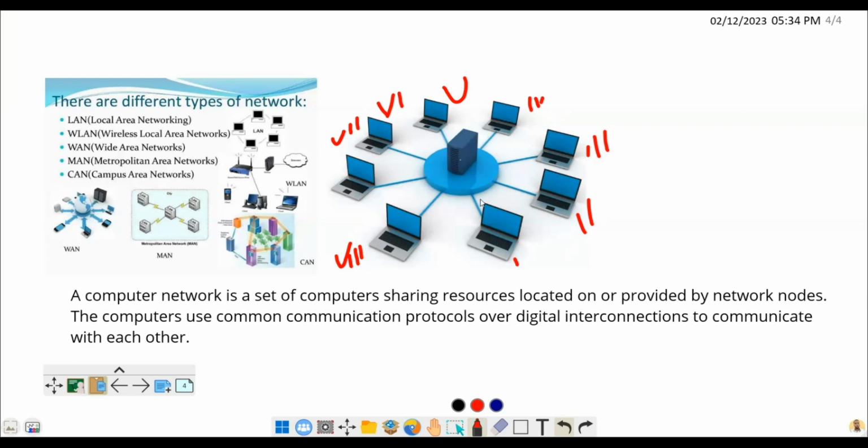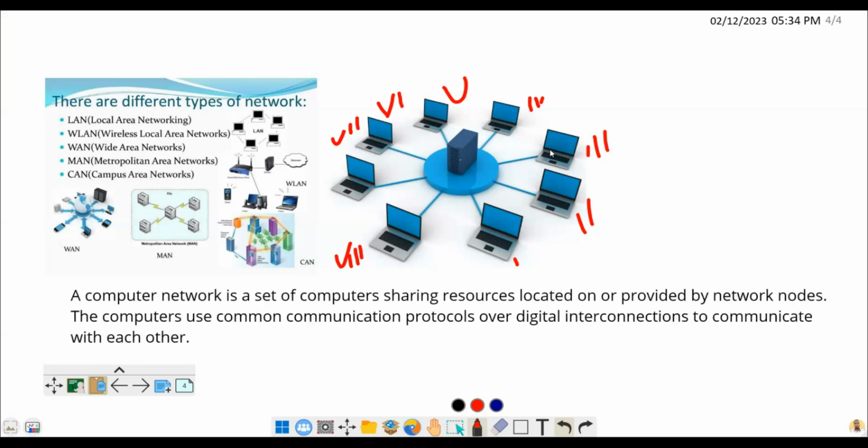So we have 8 computer nodes, and these 8 computer nodes are sharing resources provided by a node which is in the middle. They are getting resources from one computer, this computer in the middle, and that computer in the middle is what we call the server. And these others are called the client computers.